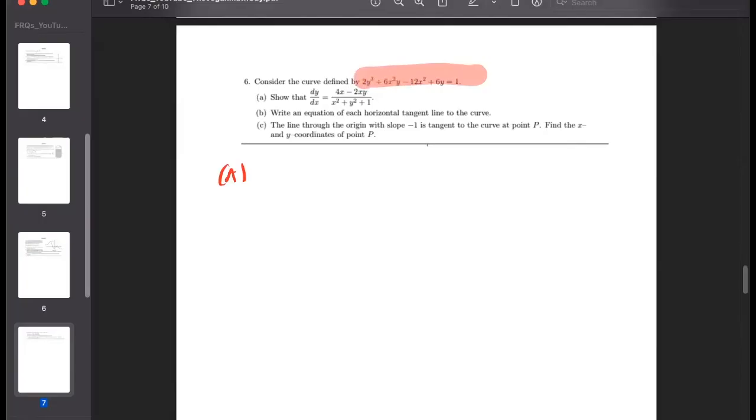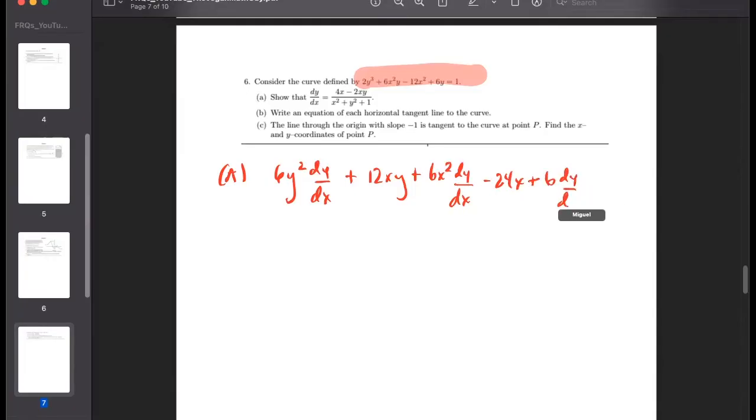So that becomes 6y squared dy/dx, because that's how we use implicit differentiation, plus 12xy, I'm using the product rule here, plus 6x squared dy/dx, minus 24x plus 6 dy/dx is equal to 0. Okay. Lots of things here, that's for sure.